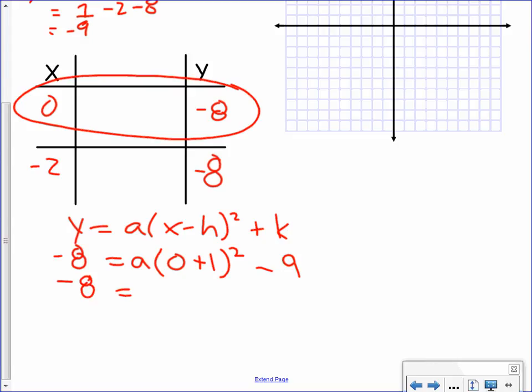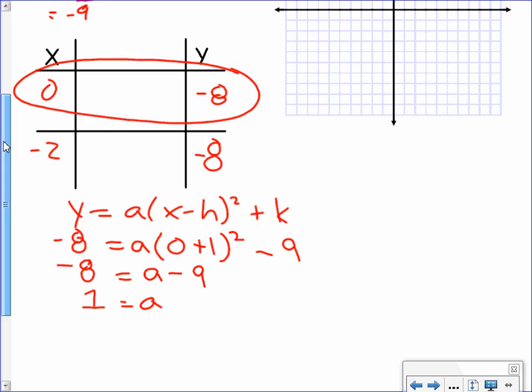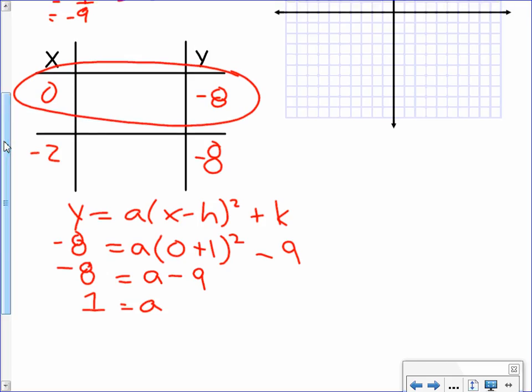0 plus 1 is 1. Squared is 1. a times 1 is just a, minus 9. So a is 1. So the equation of this graph is y equals, you can put the 1 there if you want, but you don't have to, x minus, or plus, sorry.